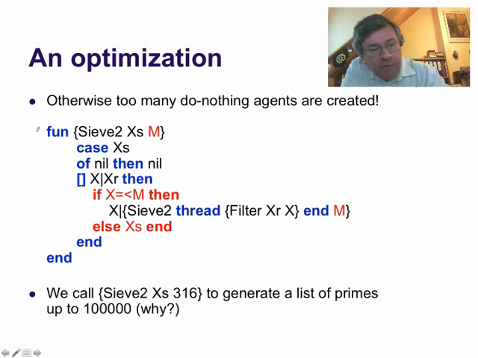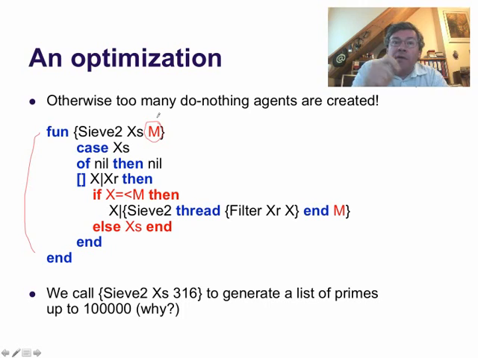So we can make this optimization here by adding an argument m, and this argument m depends on how many primes we want. If x is less than or equal to m, then we would call as before, but if it's greater than m, that means we don't need any agents anymore, because all the agents we would create would not be doing any work. So if we want to create primes up to 100,000, we call this with an argument up to 316. And you see why that is.